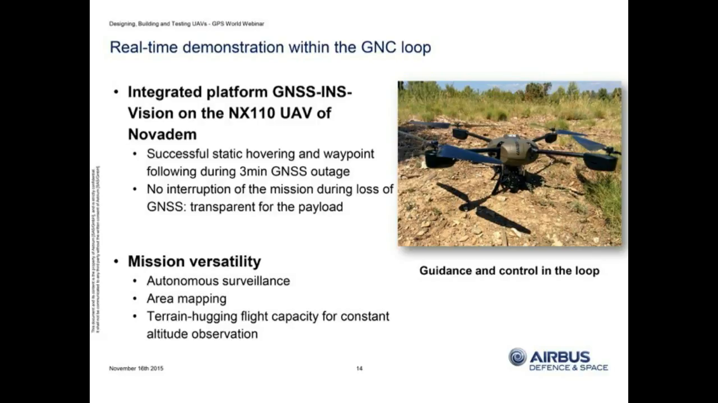And it opens the door to many missions like autonomous surveillance, area mapping, or also terrain hugging capability thanks to the altitude estimation by the camera. So to conclude, it's just very nice to have this vision-based navigation that is a very good redundancy to GNSS when you have some issues, quite often downtown in GNSS-denied environments. So that concludes my presentation, and back to you, Alan.